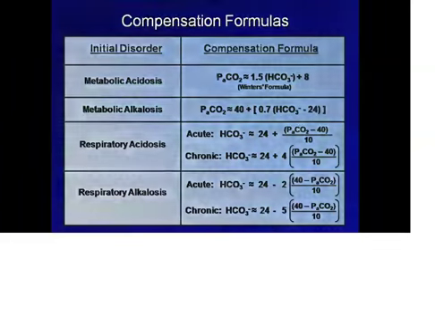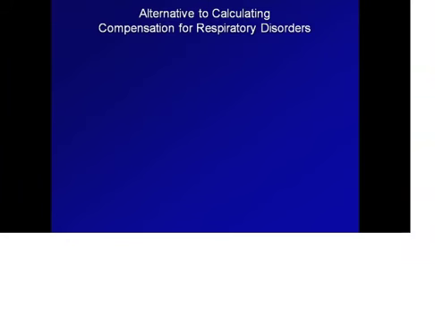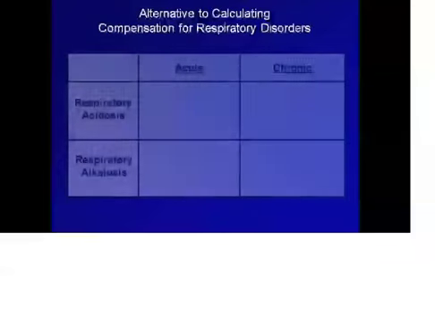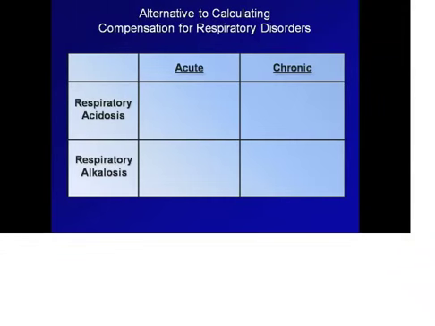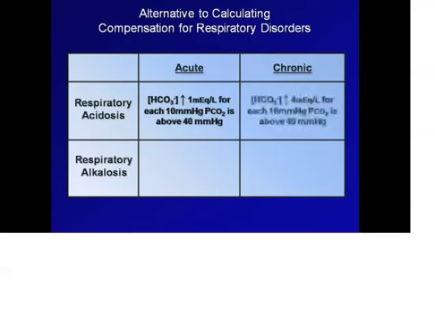As I mentioned before, there are some alternative approaches to calculating compensation. I won't go over all of them, but here is one alternative to calculating compensation for respiratory disorders. For an acute respiratory acidosis, bicarb should increase 1 milliequivalent per liter for each 10 millimeters of mercury the PCO2 is above 40. For a chronic respiratory acidosis, bicarb should increase 4 for each 10 the PCO2 is above 40.